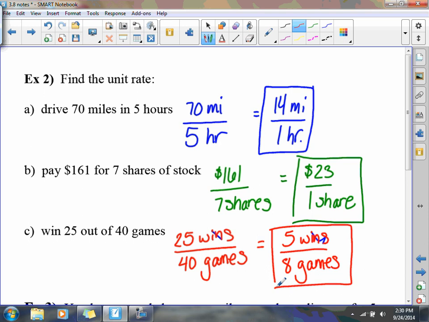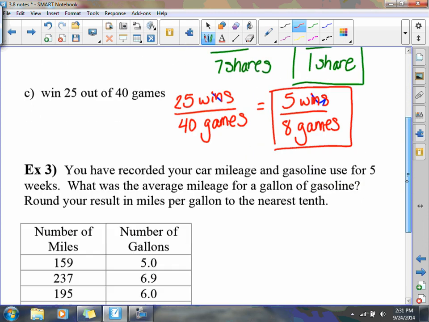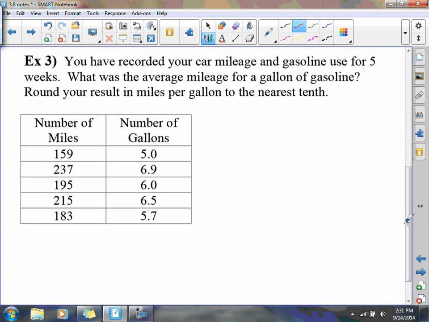Okay. So ratios and rates are very straightforward, especially when they're telling you what numbers to put into the actual fraction. So when you start applying them, this is where you need to do a little more thinking. So for example 3, we have a word problem here. It says you have recorded your car mileage and gasoline use for 5 weeks. What was the average mileage for a gallon of gasoline? Round your results in miles per gallon to the nearest tenth.